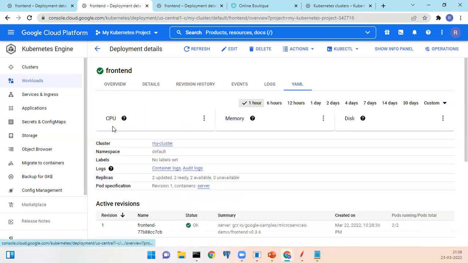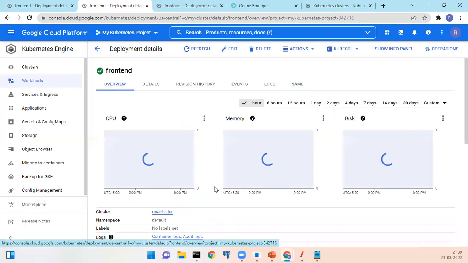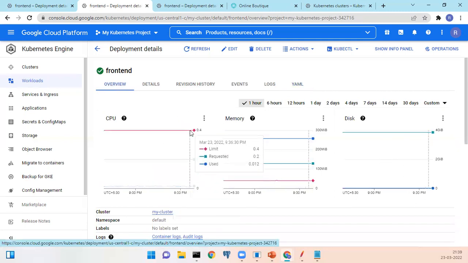But if you see here, it is 0.2 and 0.1, but in this graph it is showing 0.4. This is because for this front end there are now two pods. For each pod it is 0.2 limit and 0.1 requested. Since we have two pods, 0.2 plus 0.2 is 0.4, that is the limit, and requested is 0.1 plus 0.1, which is 0.2. This is the kind of resource allocation that happens at the deployment level.